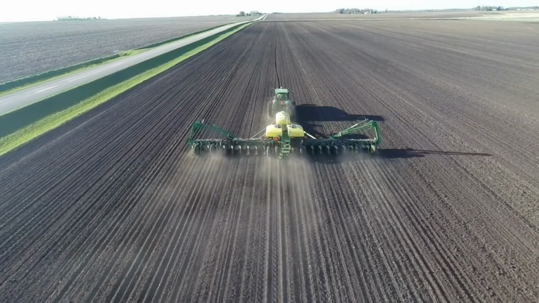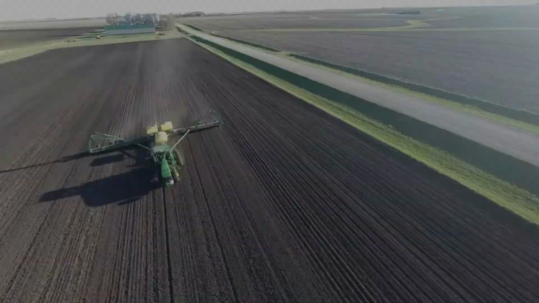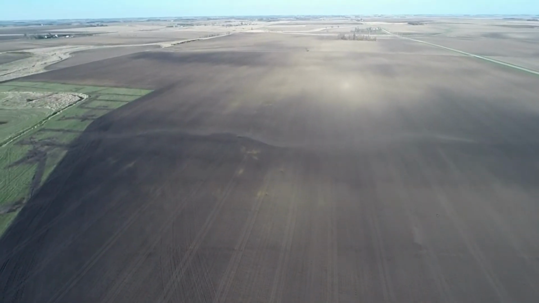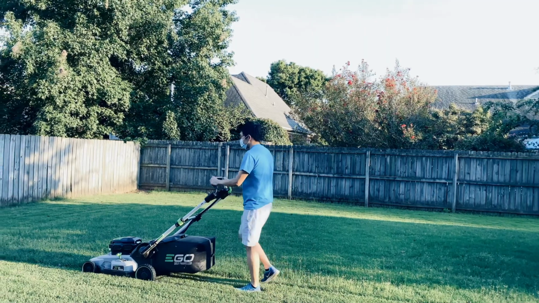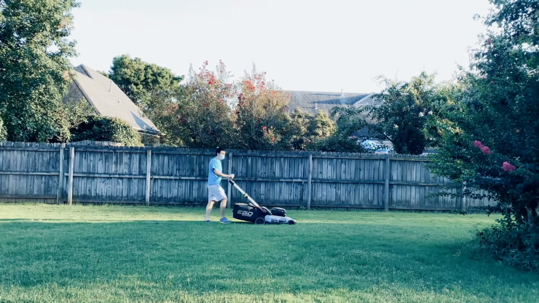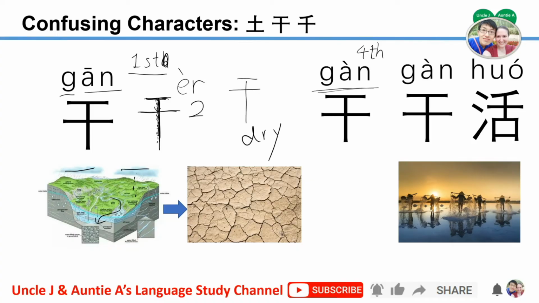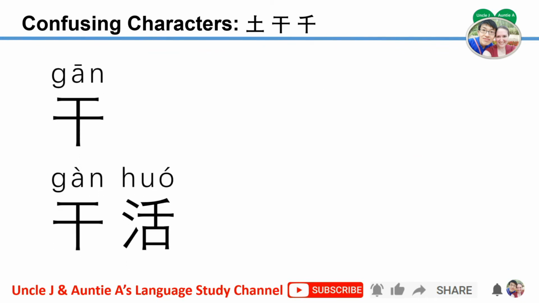Or you can see farmers trying to plant things, trying to grow things to feed us, harvest them and feed us. That's also another kind of work. It can be called 干活. Or Uncle Jay maybe has some free time and just gets a mower and mows the yard. That's also called 干活, as long as you think you are working. 干活 it is. We have learned 干 means dry, 干活 can mean work.